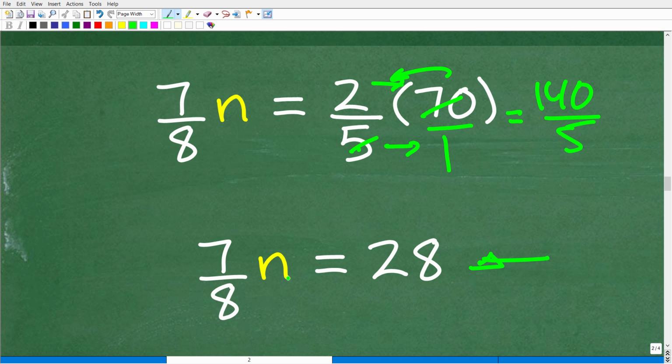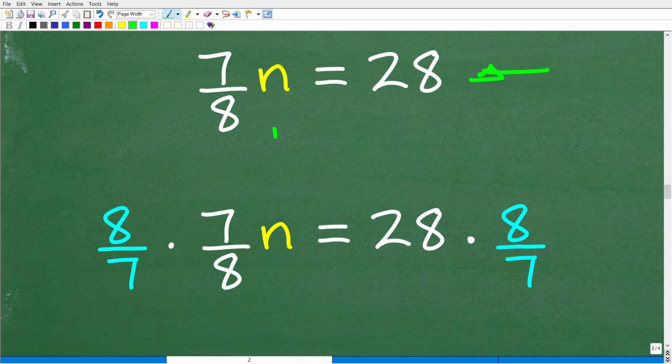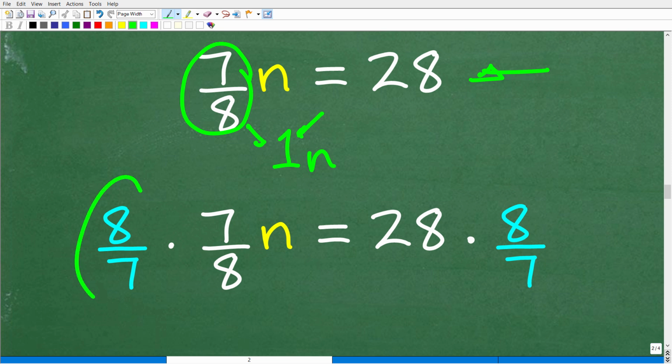All right, so we have 7/8 n is equal to 28. And we need to solve for n. So how do we do this? Well, what we want to do here is get n by itself, 1n or n. But we have a 7/8 right here in front of the n. So how can I change a 7/8 to a 1 or a 1n? I'm looking for this number, this coefficient, as a 1. Well, anytime you have a fraction in front of a variable like this in an equation, the easiest thing to do is to flip this fraction upside down. That's called the reciprocal, and multiply both sides of the equation by the reciprocal.